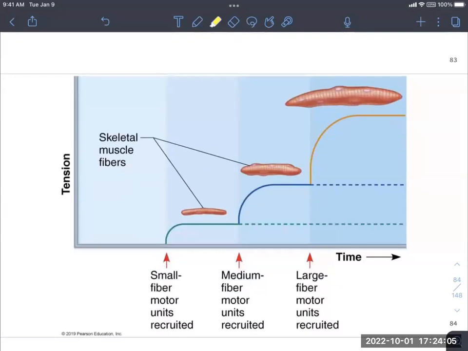So here kind of shows the initial motor unit that is being stimulated. We get those small muscle fiber units first. Then more stimulus, medium muscle fibers usually come in. Then as we get more stimuli, that finally recruits those large muscle fiber units. We need something to sprint away from something.